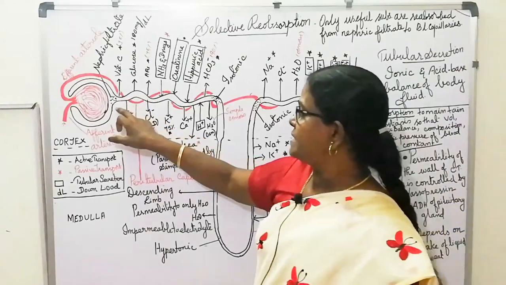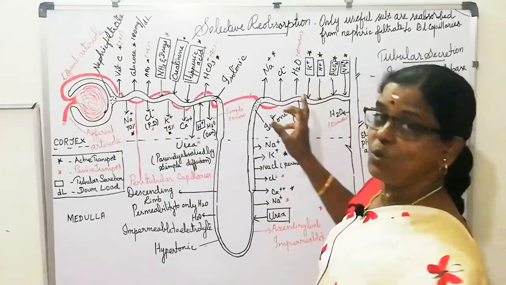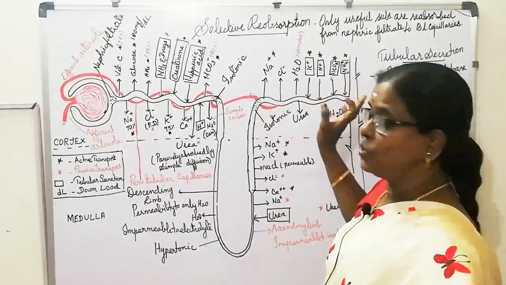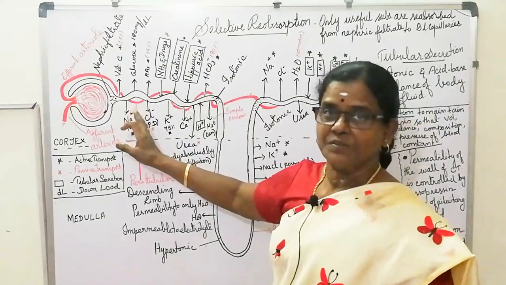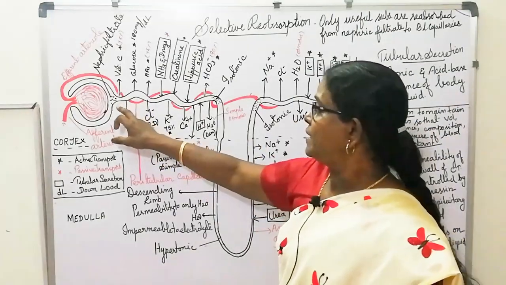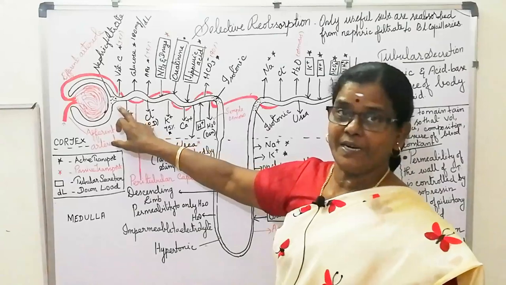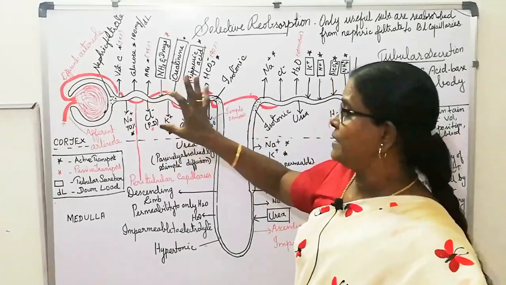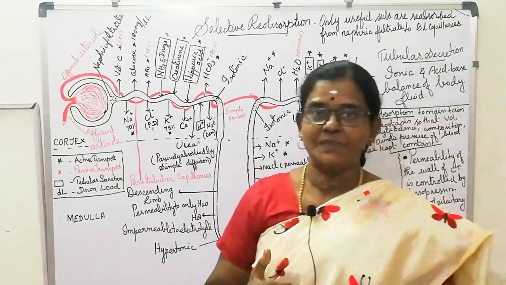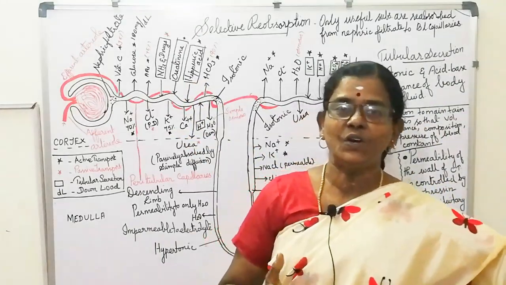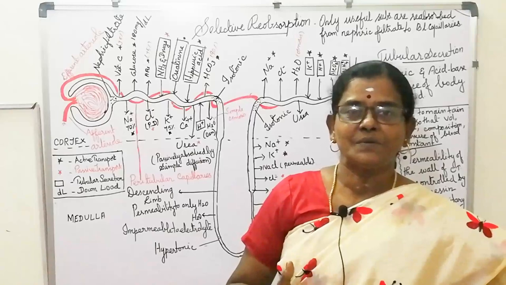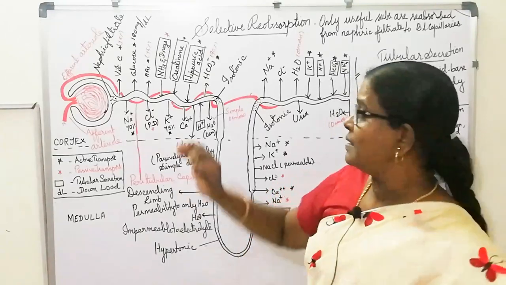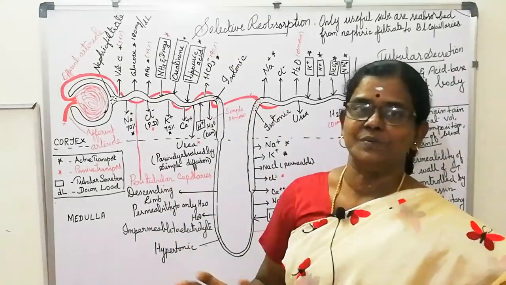This nephric filtrate is moved towards the collecting tube by ciliary action. The nephric filtrate passes through the proximal convoluted tubule. Different parts of the nephron play different roles in the reabsorption of substances. Why is it called selective reabsorption?